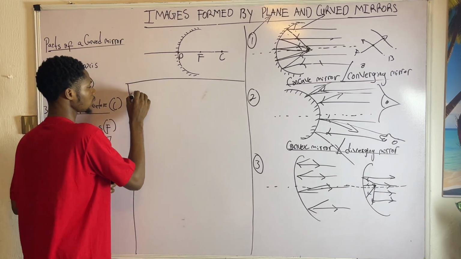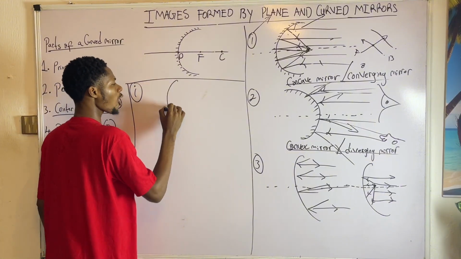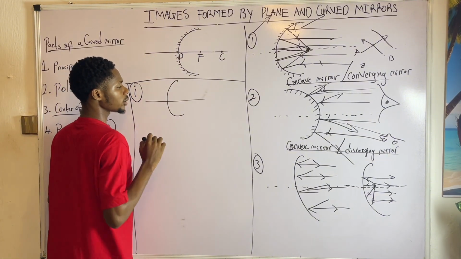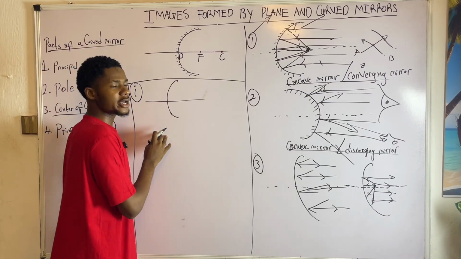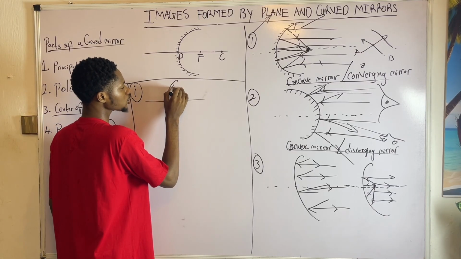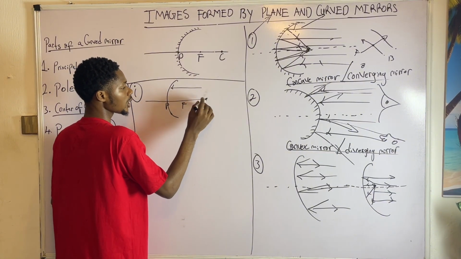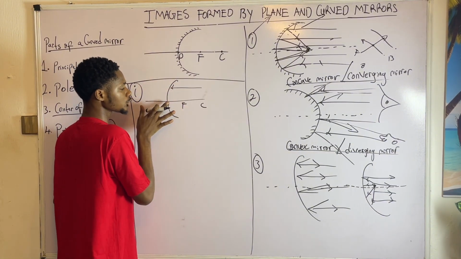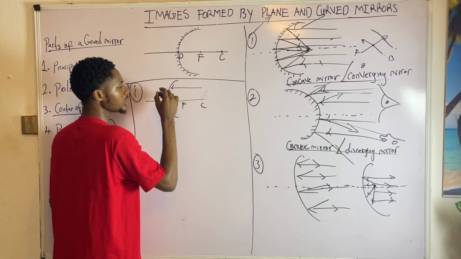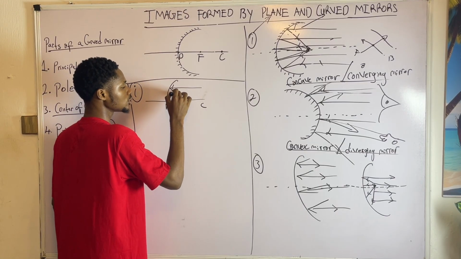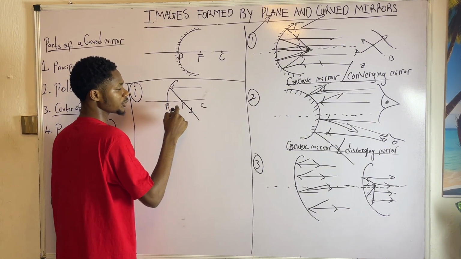The first rule, Roman figure 1, is that if we're having a curved mirror like this, this is our principal axis. Whenever a ray of light travels parallel to the principal axis, this is the pole, this is F, this is C, look at it, the ray of light is traveling parallel to it, it is always going to reflect through the principal focus.